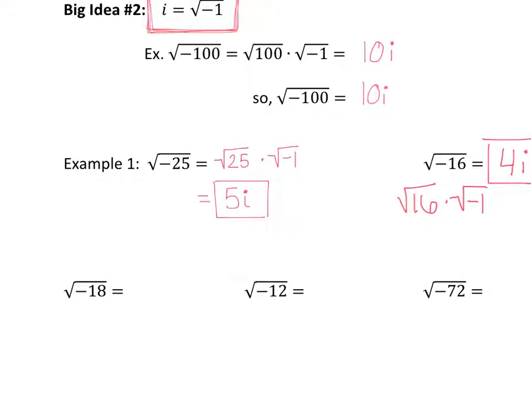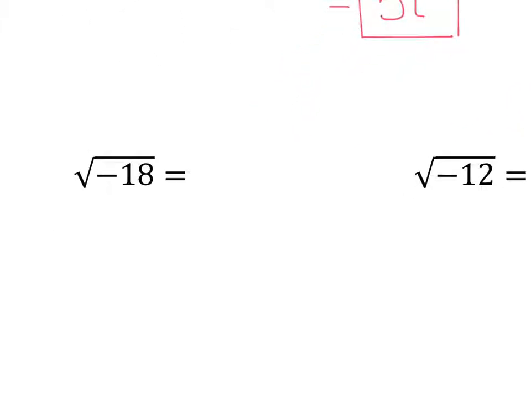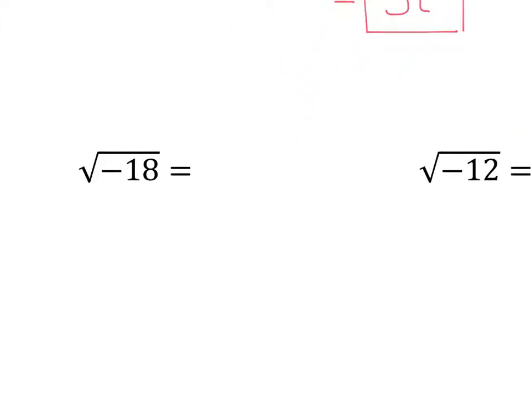Okay, let's keep going with ones that aren't perfect squares, like the square root of negative 18. Well, let's break that down. So the square root of negative 1 and the square root of 18. We know what the square root of negative 1 will be. That'll be i. But let's go ahead and break down the 18. What can that break down into?